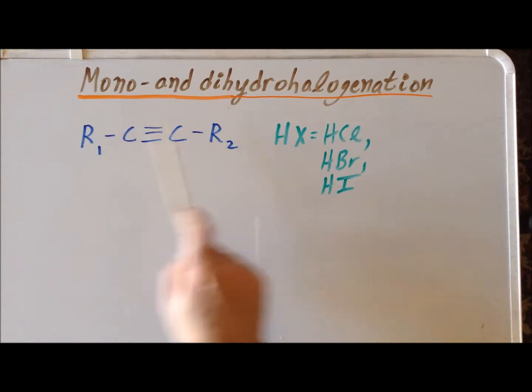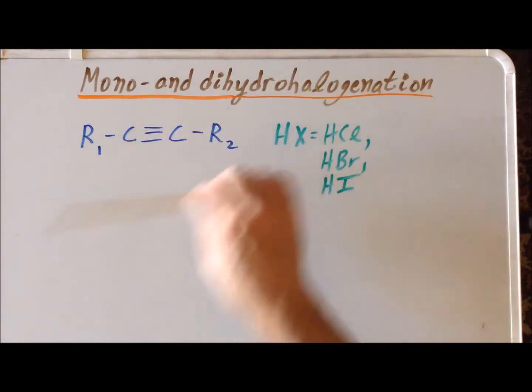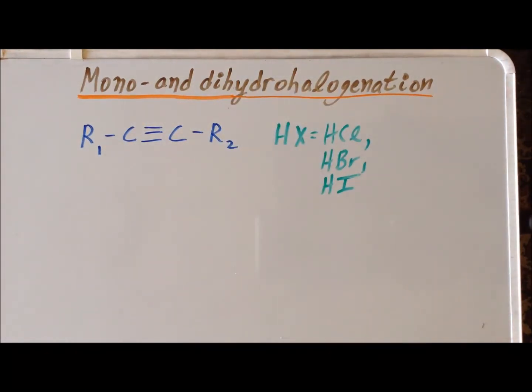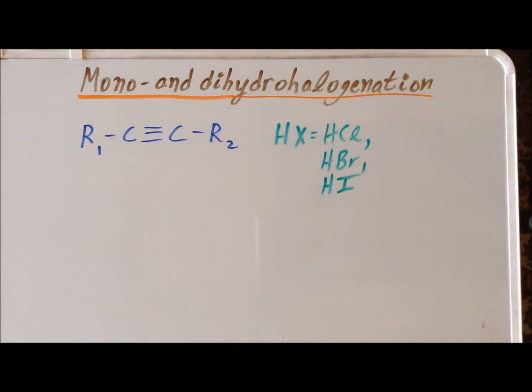Now, in an alkene, where we have one pi bond, recall that we have electron density above and below the plane, and since there's a buildup of electron density, those are the spots where an electrophile will want to react. Since we have two pi bonds here, we imagine that there is even greater electron density around the carbon-carbon triple bond than around a double bond.